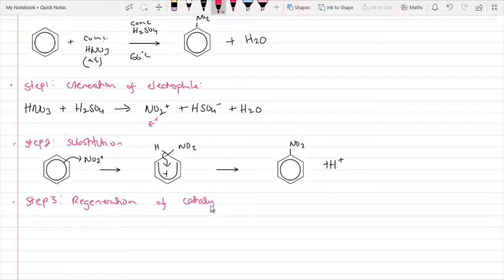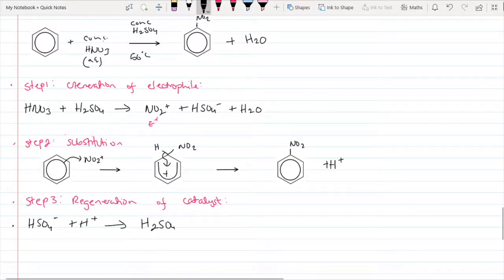So to regenerate our catalyst, we need to pay attention to the products of step 1 and step 2. In step 1 we produced an SO4 minus ion, and in step 2 we produce an H plus ion. These two would react together and form sulfuric acid, H2SO4. And now our catalyst is regenerated.